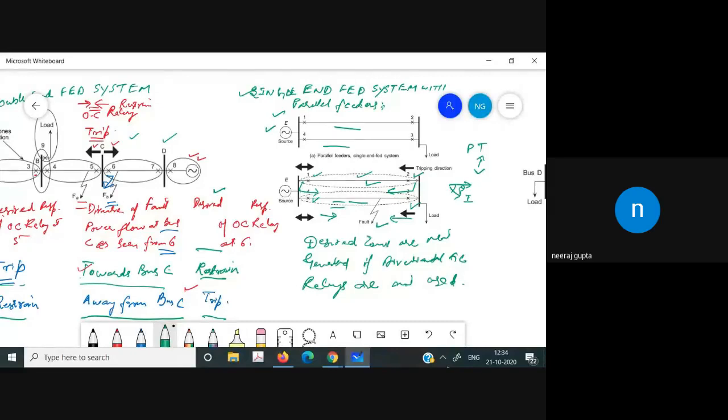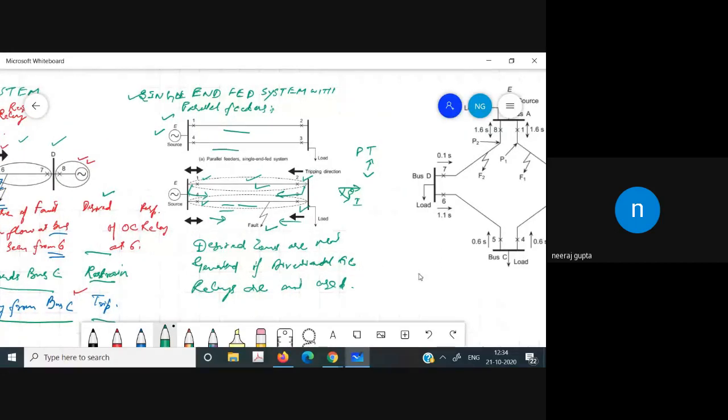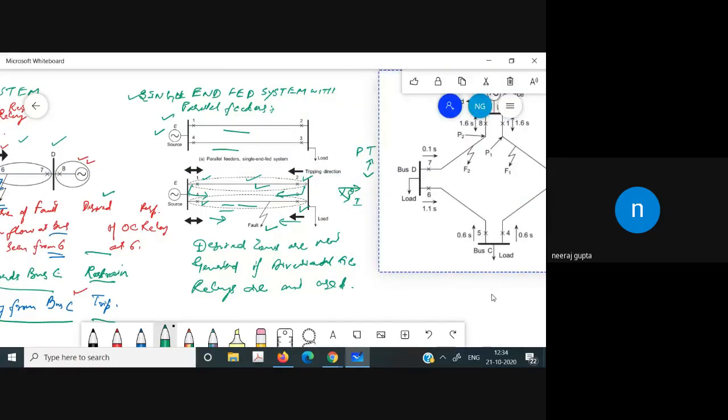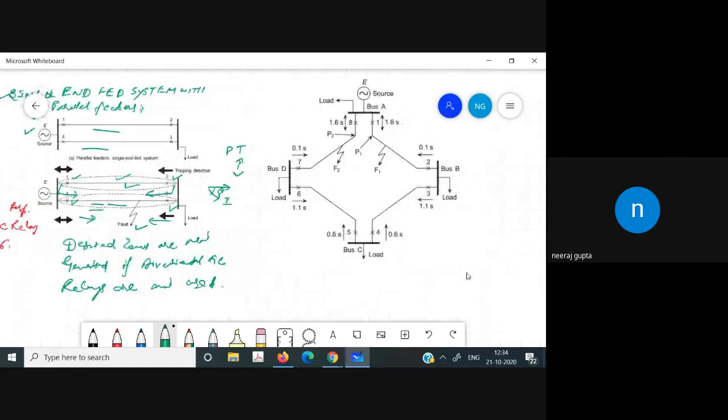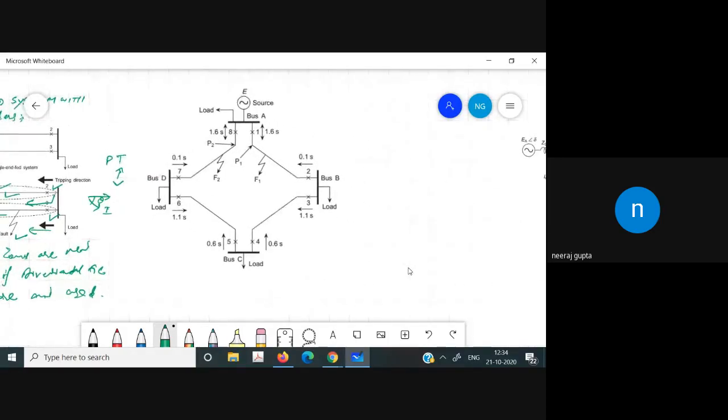Now next we will discuss another example where the directional overcurrent relays are used. This is the ring feeder using the directional overcurrent relay. So this is an example of the ring feeder.